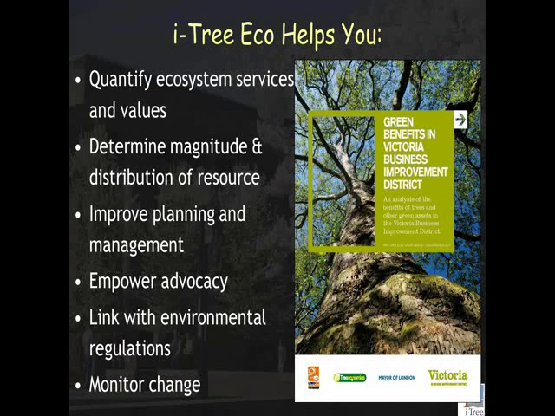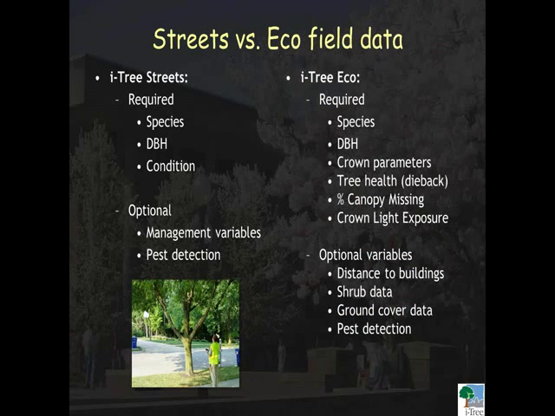So that's iTree Eco, and again, it's a very robust tool, with multiple scales and a local model, and it'll provide you some of the same information, but it is data intensive and labor intensive, though there are multiple options for using this tool. One of the things I wanted to do is put these up side by side so you can see the difference in some of the data requirements, keeping in mind that Streets is a tool somewhat limited to working with right-of-way trees, whereas Eco can be adapted to just about any particular resource you might be interested in.